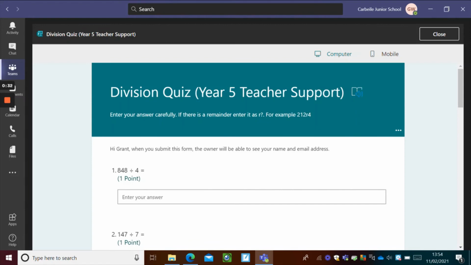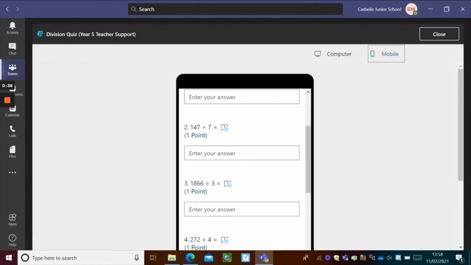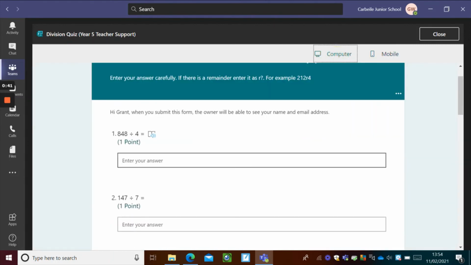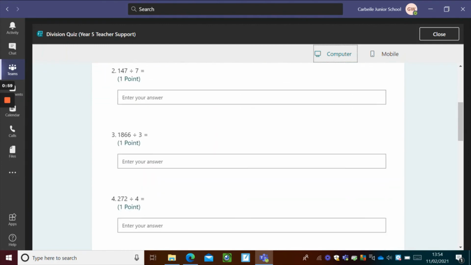Select it and you should get something that looks a bit like this. If you're on a laptop, it'll look like that. Mobile looks slightly different, a little bit more squished up, but the same content. What you need to do is work through each question individually and use some scrap paper. You will need to do these divisions in full. Don't guess, use the method that we've done. Enter each answer carefully, make sure it's exactly what you want to enter, with no spaces, and then just press enter when you're ready to enter it. Work through all of them.